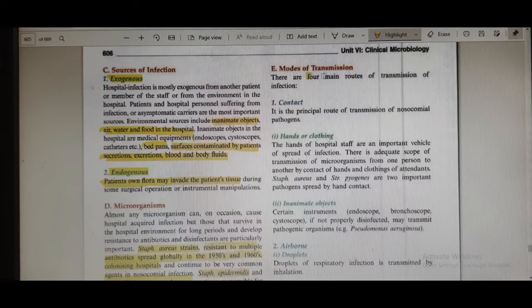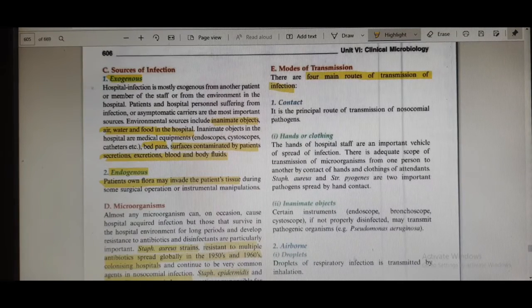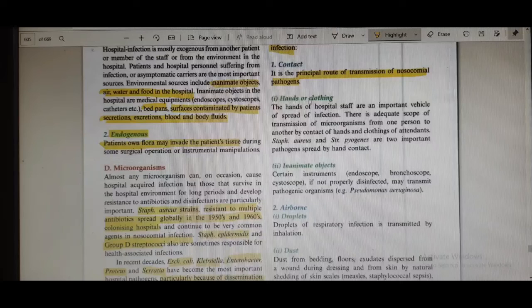There are four main routes of transmission of infection. It could be contact, which is the principal route of transmission of nosocomial pathogens, either through hands or clothing. Hands are one of the main vehicles of spread of hospital infection, and there is adequate scope for transmission of microorganisms from one person to another by contact of hands and clothing of the attendants also.